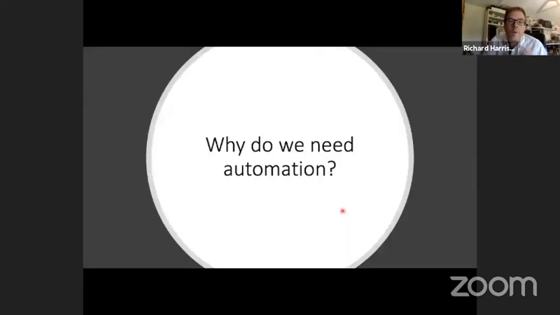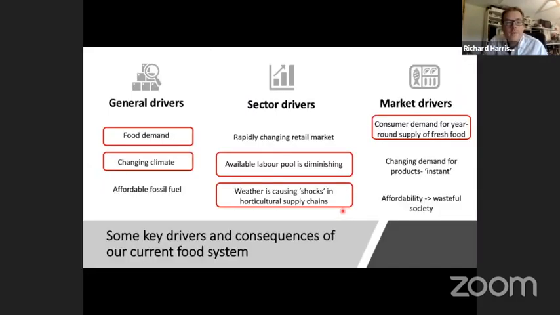So to pose a question, why do we need automation? I think many people tend to focus on a particular aspect of the need for automation, which is often framed around the availability of labour. But I think it goes far beyond that. And I think we need to think much more about the wider drivers and challenges that face us as a society, and how robotics and the integration of robotics into everyday life can really help us address some of the big challenges that we have.